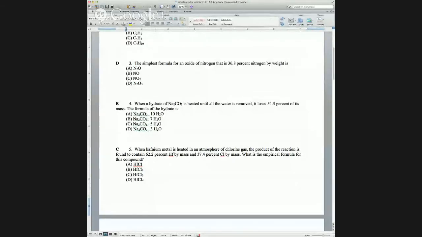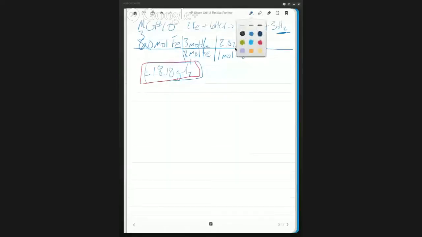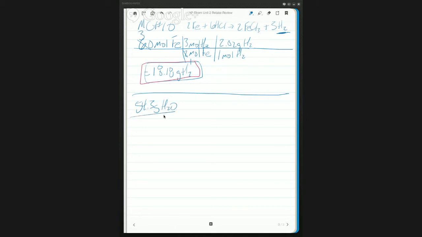Okay, number 4, right here. So now I'm going to go to my bamboo tablet. Let's pretend for a second that this is on the free response, which means that you can use your calculator. So if you had 54.3 grams of water divided by 18.02 grams per mole of water, it's about 3 moles of H2O.